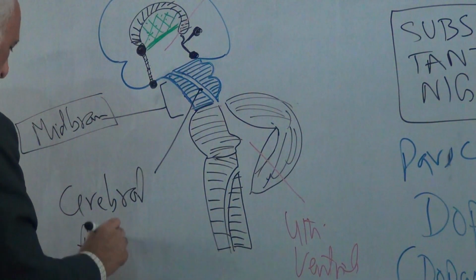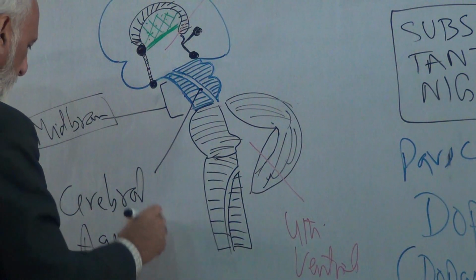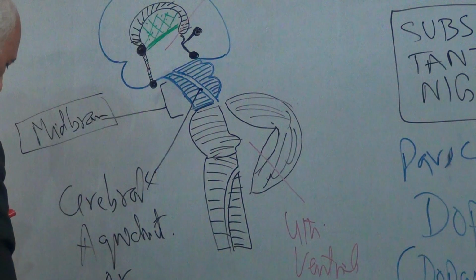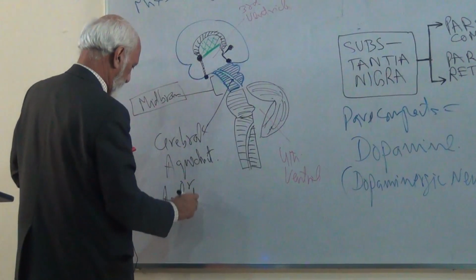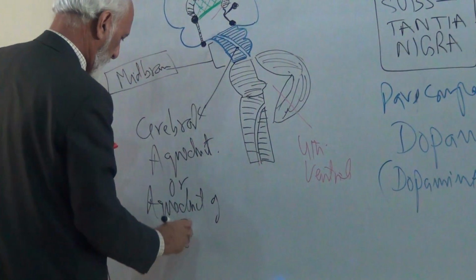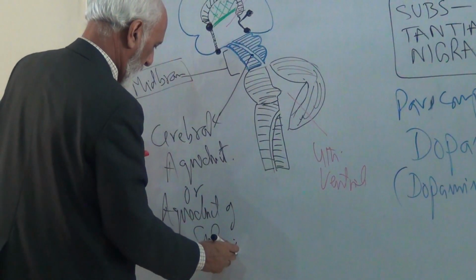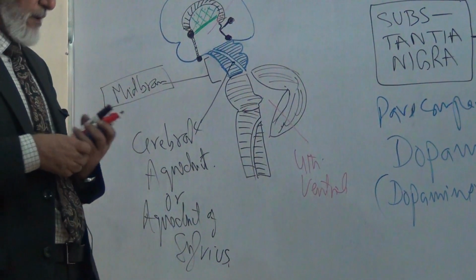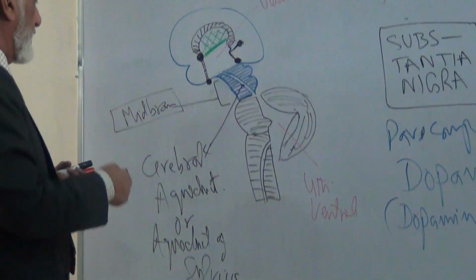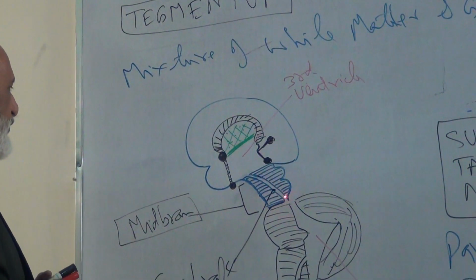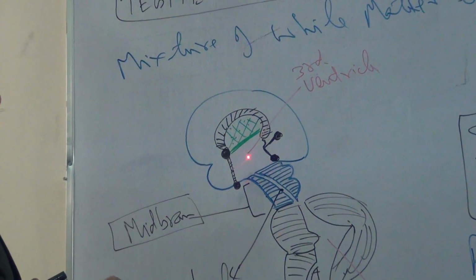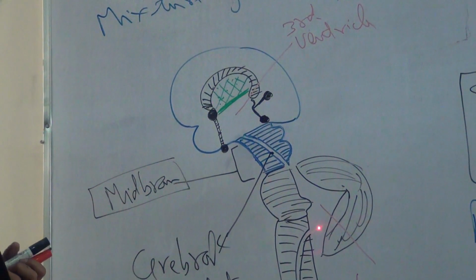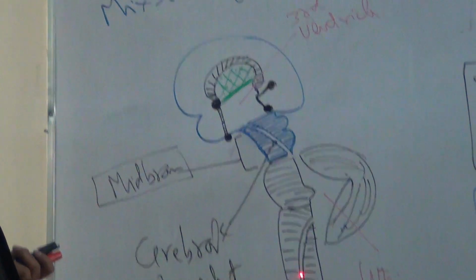Cerebral aqueduct or aqueduct of Sylvius. Now here you can see this cerebral aqueduct which traverses through the midbrain, connects the third ventricle with the fourth ventricle. And below, the fourth ventricle is continuous with the central canal of the medulla oblongata.